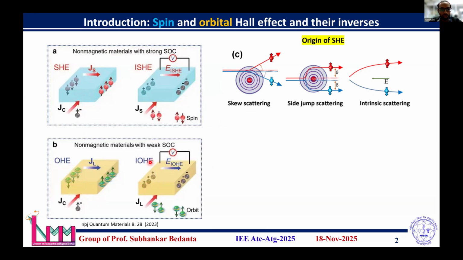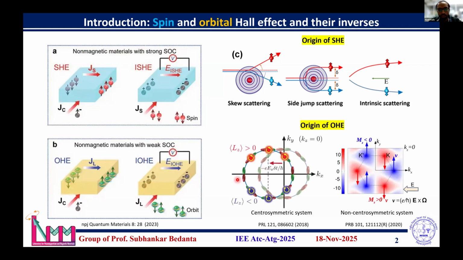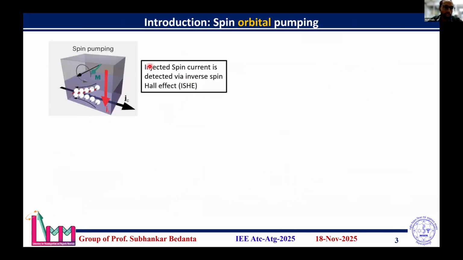Similarly, the inverse orbital current can also be detected. The basic origin of the orbital Hall effect is the orbital texture in momentum space when we apply the electric field, mainly in centrosymmetric systems, and in the case of non-centrosymmetric systems, the intrinsic orbital moment is responsible for the orbital current. So now the question is how to inject the spin current. One example is spin pumping.